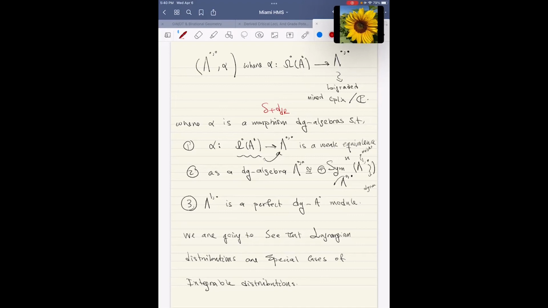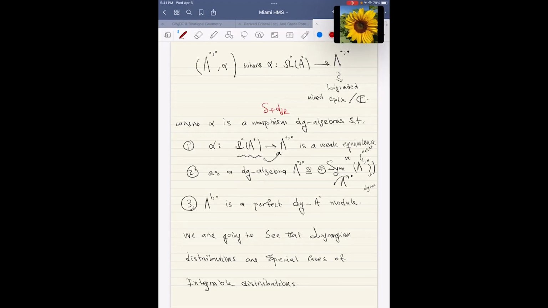These are bigraded complexes, and I would like to think of them as mixed DG algebras. So basically their differentials need to satisfy Leibniz properties. And then what makes it a distribution is basically these three conditions.